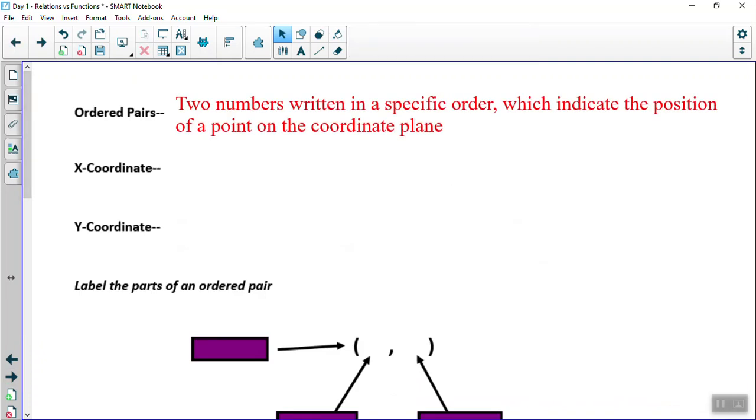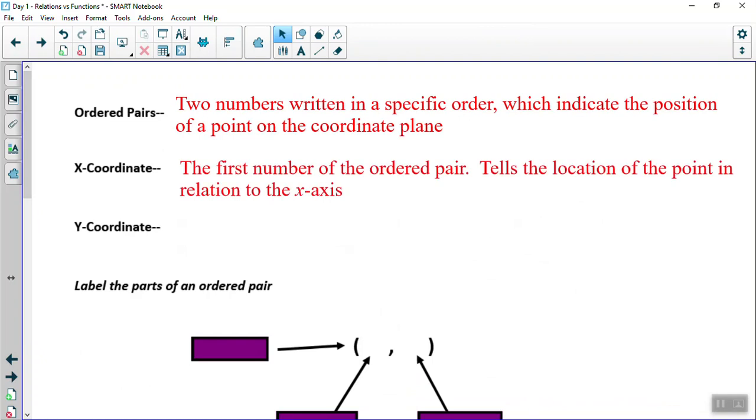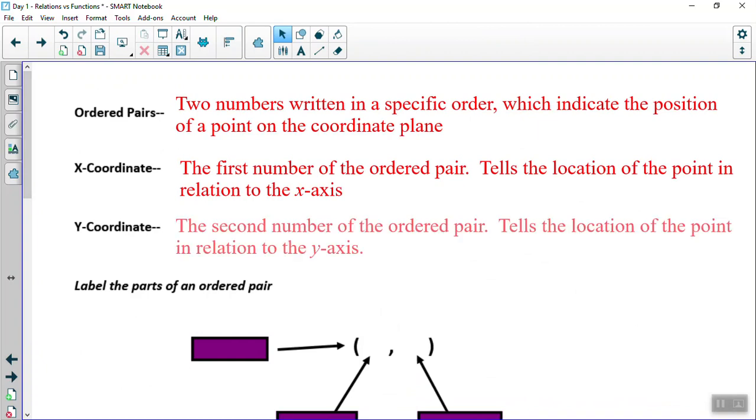Ordered pairs are two numbers written in a specific order which indicate the position of a point on the coordinate plane. The x-coordinate is the first number of the ordered pair. It tells the location of the point in relation to the x-axis. The y-coordinate is the second number of the ordered pair. It tells the location of the point in relation to the y-axis.